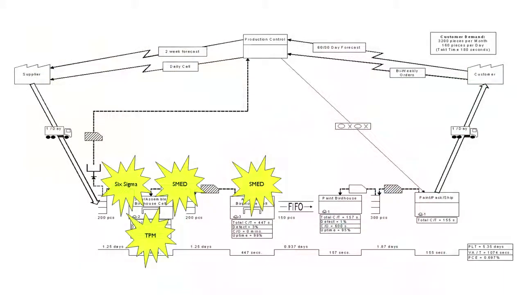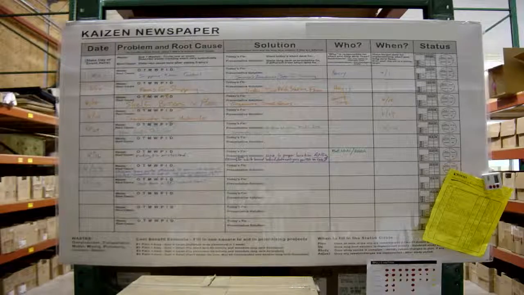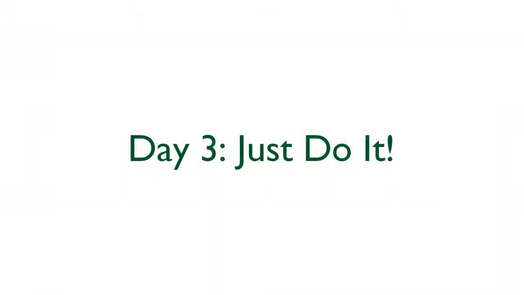Now, during Day 2, we'll also brainstorm what we want the future state to look like as we document the improvement plan on a Kaizen newspaper. Now, this plan will identify who will do what and by when. Next, once the plan's in place, it's time to take action, which is precisely what happens on Day 3 of the Kaizen event, where our theme is to just do it.